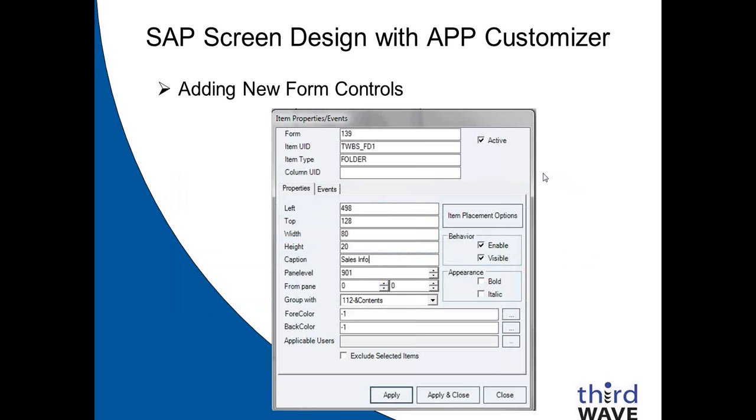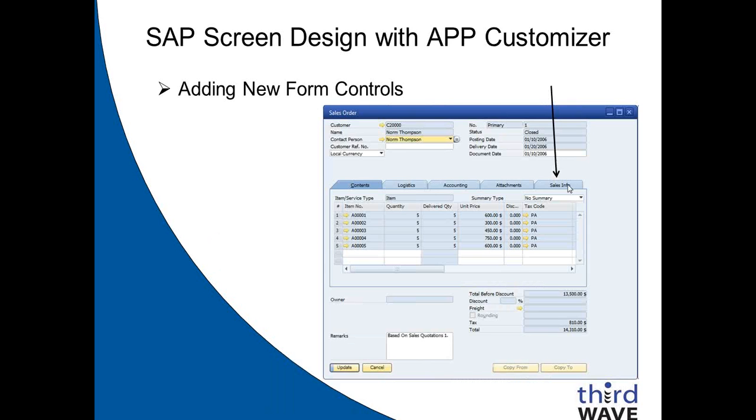And once you do that, you'll be prompted for the form controls. On the form controls, you can change the caption because you don't want it to be called New Tab. You can change it to be Sales Info or something like that, and apply the changes, and voila, you get your Sales Info tab.